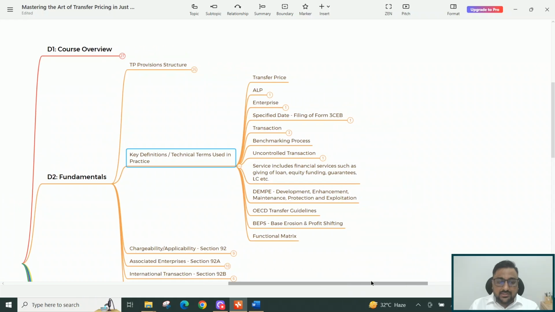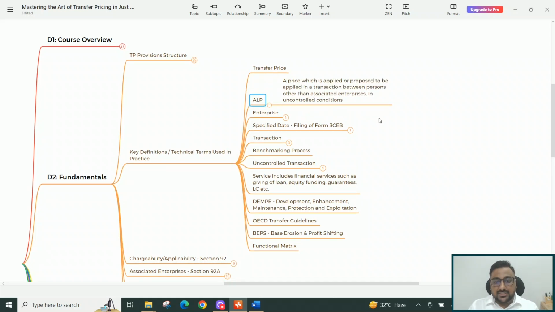So guys, as you can see here, there is a transfer price. Basically, transfer price is the price at which the transaction has happened. Now what is ALP? ALP is the price which is applied or proposed to be applied in a transaction between persons other than associated enterprises in uncontrolled conditions, right? Transfer price is the price dealt with when a transaction happens between two related parties. ALP is the price which may happen under an uncontrolled scenario.